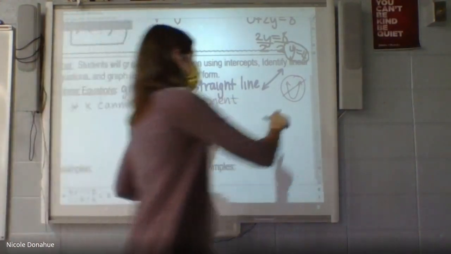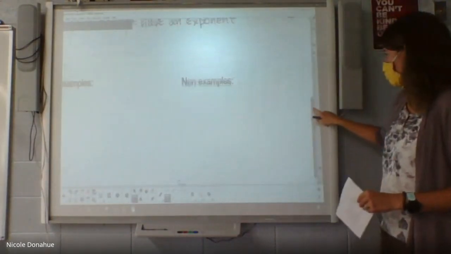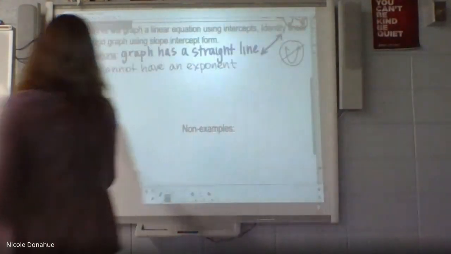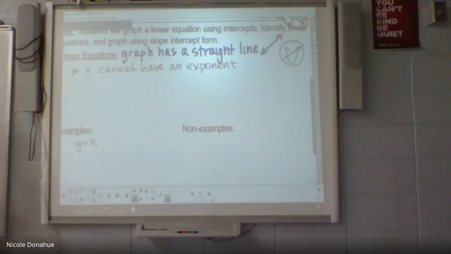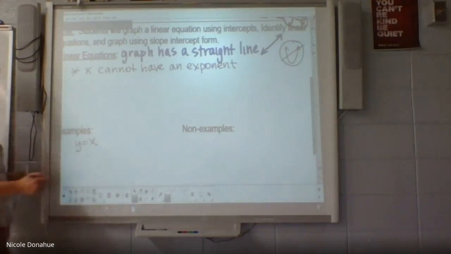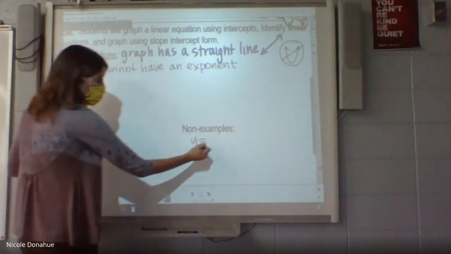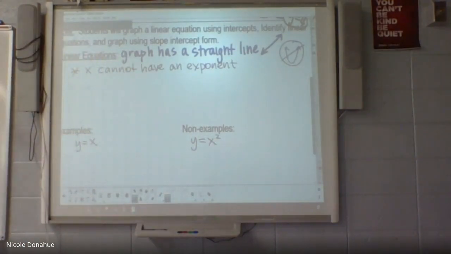So underneath the examples and non-examples, I'm going to write an example like that and then one that doesn't work. So x not having an exponent, like y equals x, would be fine. An example of a nonlinear equation would be y equals x to the second, x to the third, x to the fourth, anything that has an exponent other than a 1.